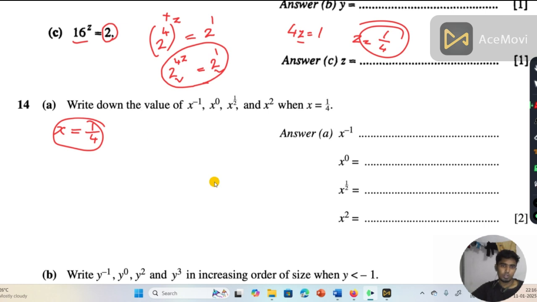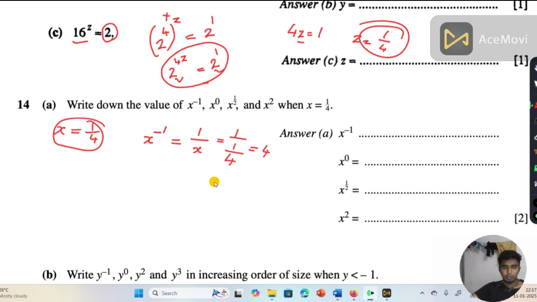So we can check the first one, x raised to minus 1. What is actually x raised to minus 1? x raised to minus 1 we can write as 1 by x. Now we can substitute the value: 1 over x. What is the value of x? It's 1 by 4. So 1 over 1 by 4, that's equal to 4.